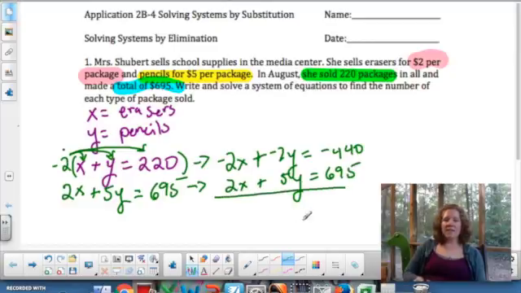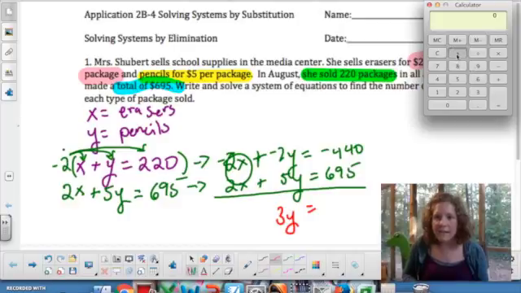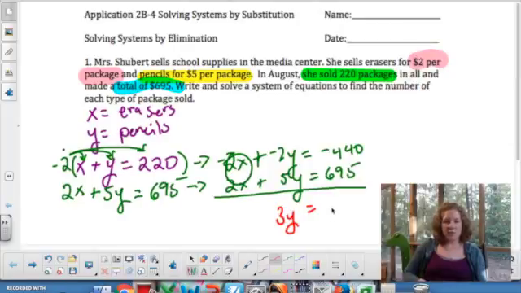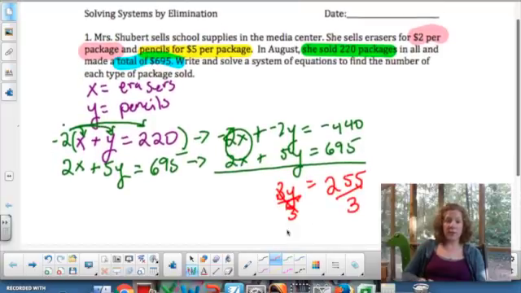When I then add these two together, negative 2x plus 2x, that goes to 0, so I don't have to worry about that anymore. Negative 2 plus 5 is positive 3y, and negative 440 plus 695, you can put in your calculator. Negative 440 plus 695 is positive 255. All right. Now I have a simple equation to solve, so I'm going to divide by 3 on both sides, which leaves me with y equals whatever 255 divided by 3 is.